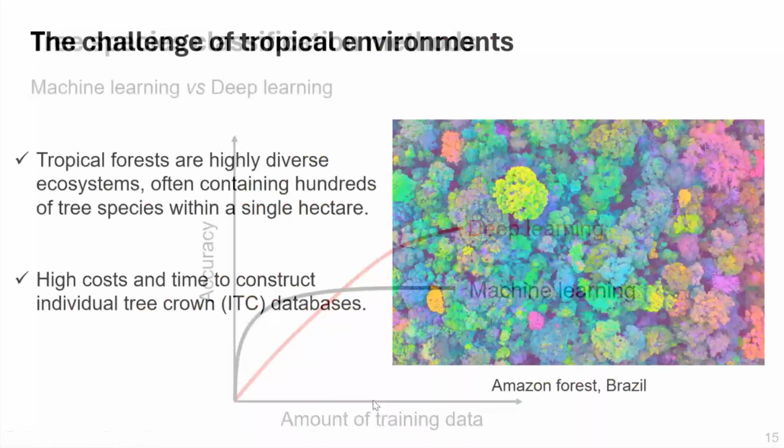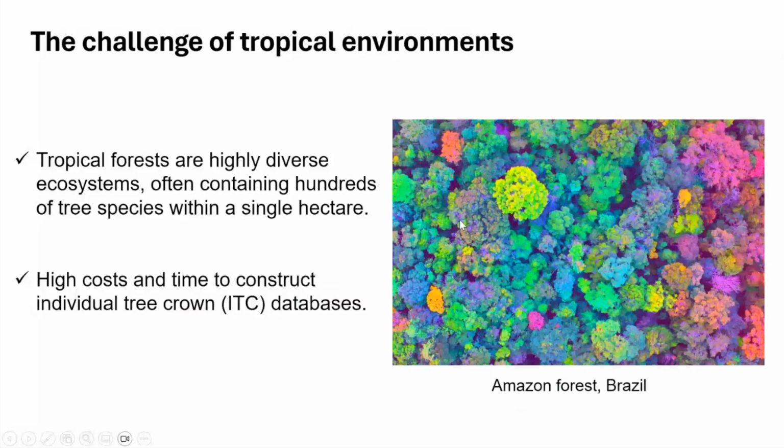So in the tropical environments, it's very difficult to get the species of each of the trees given the diversity of the canopy, and we have a high cost and time to construct what we call individual tree crown datasets.